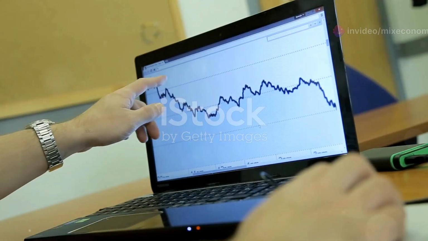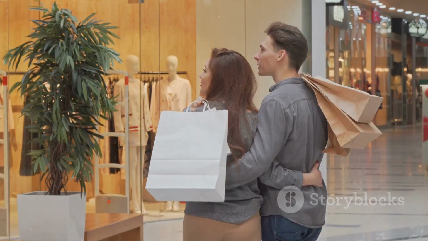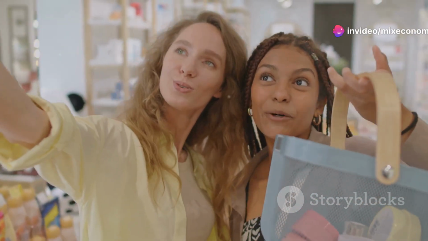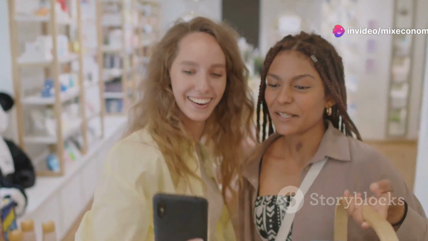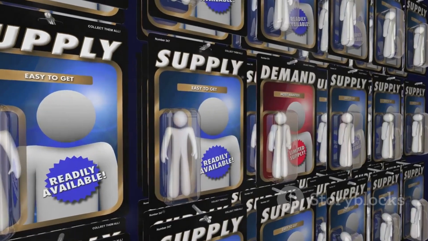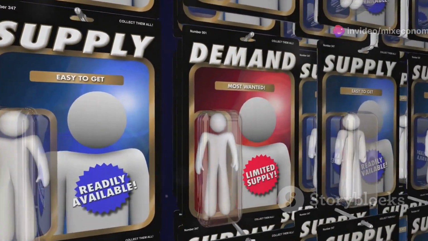The demand curve isn't static. It can shift due to various factors. One significant factor is income. When people earn more, they tend to buy more of most goods, even at the same price. This increase in demand shifts the entire curve to the right. Conversely, a decrease in income often leads to a decrease in demand, shifting the curve to the left.